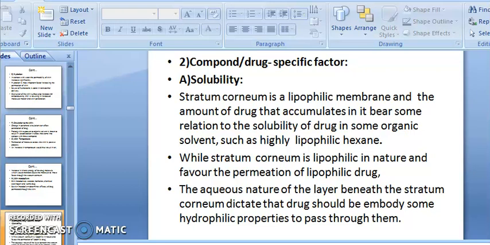While stratum corneum is lipophilic in nature and favors the penetration of lipophilic drugs, the aqueous nature of the layer beneath the stratum corneum dictates that the drug should embody some hydrophilic property to pass through them.